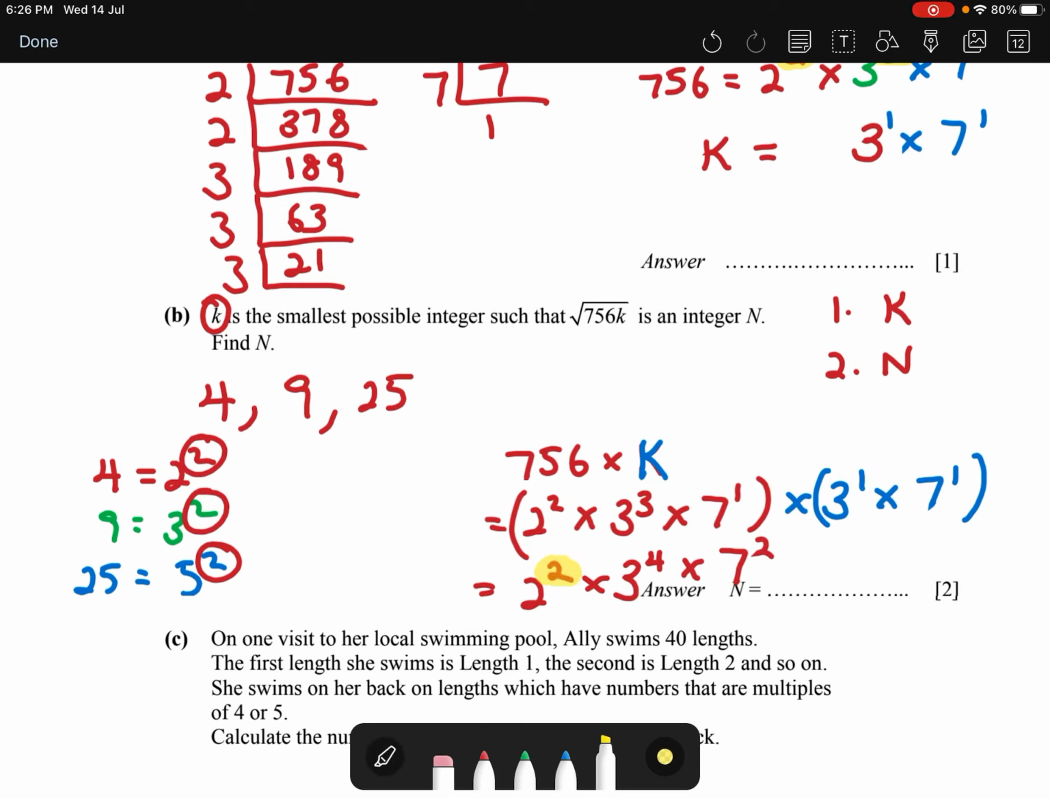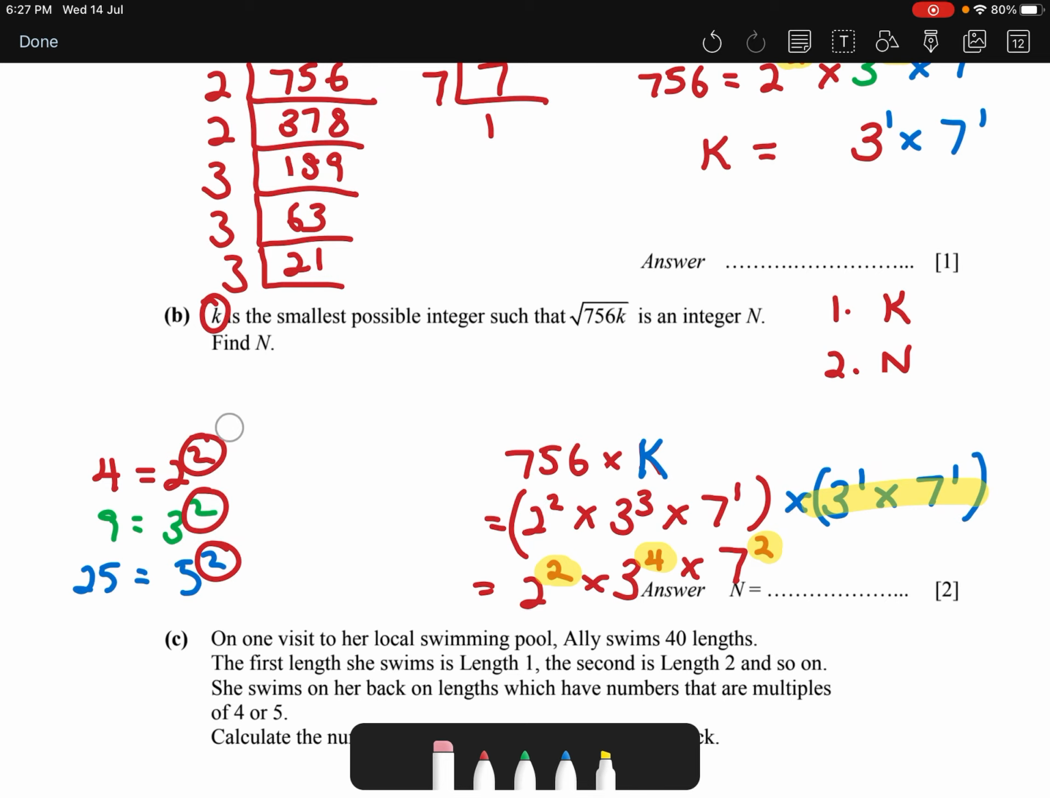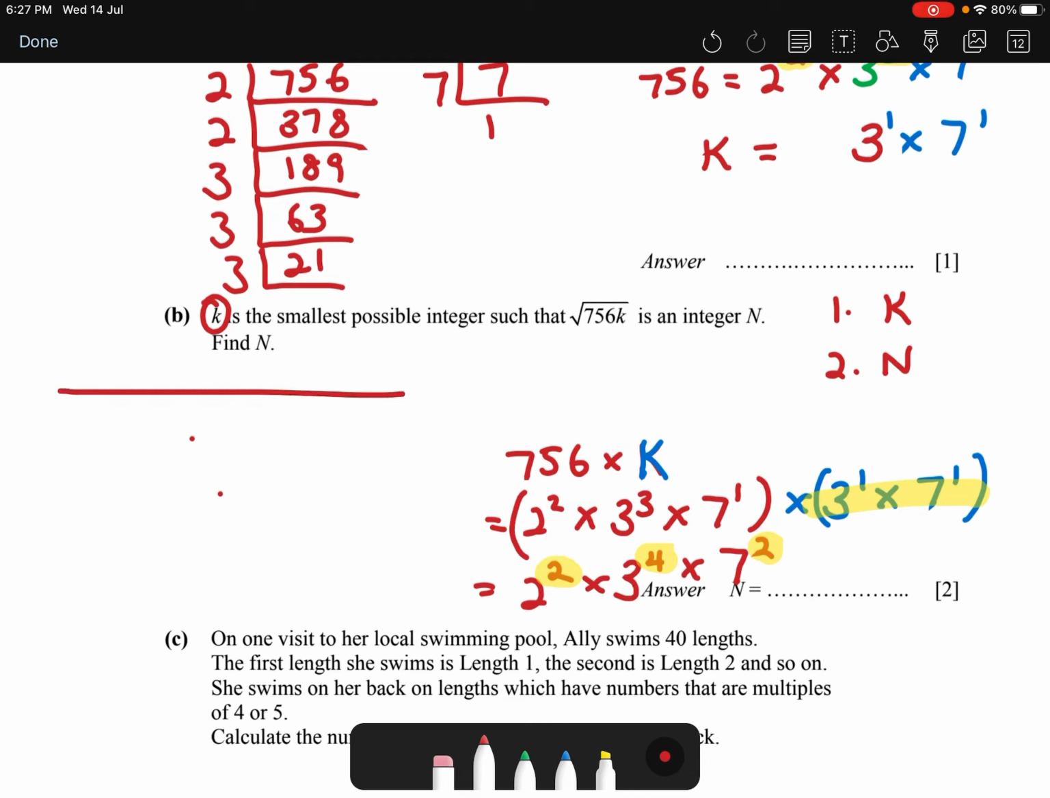Now all the powers are multiples of 2, which means I can square root it. So now I have found my k already. If I square root this new number, 2 to the power of 2 times 3 to the power of 4 times 7 to the power of 2, what can I get? Very simple. You just square root each of the numbers you see.